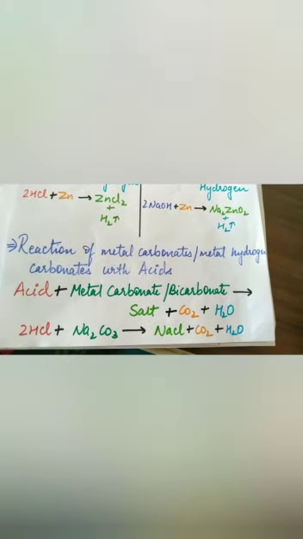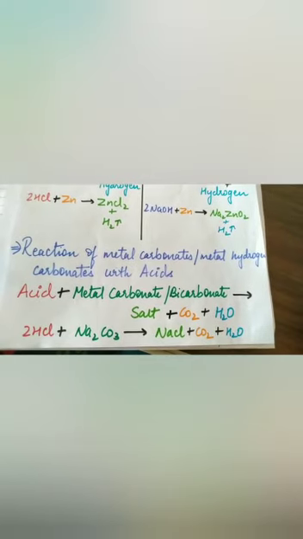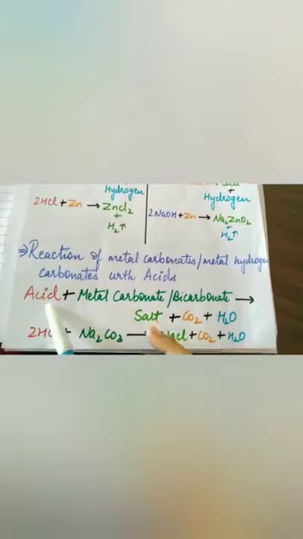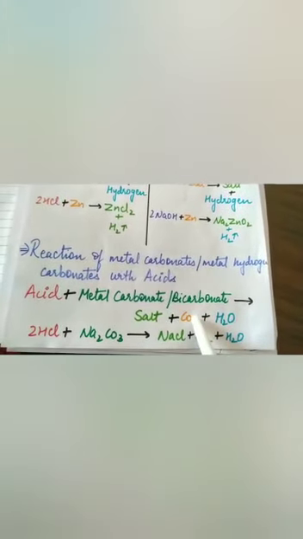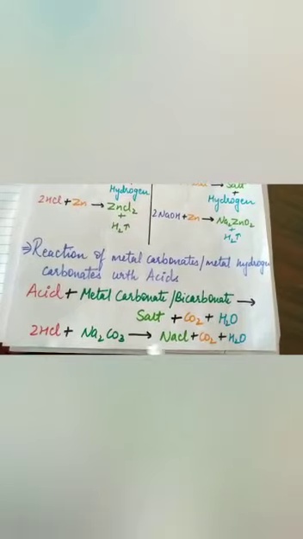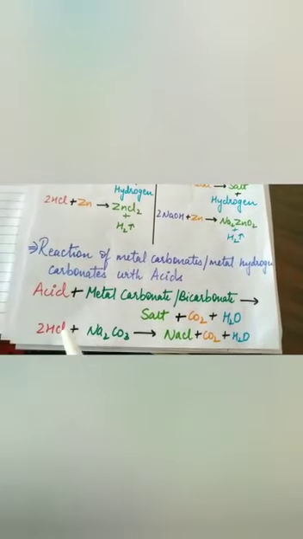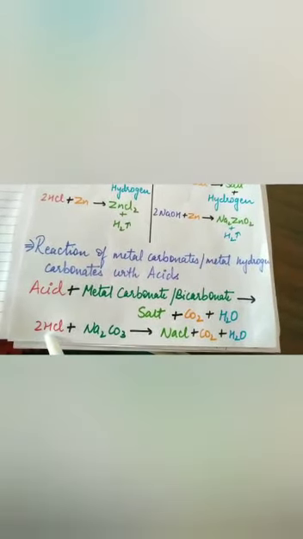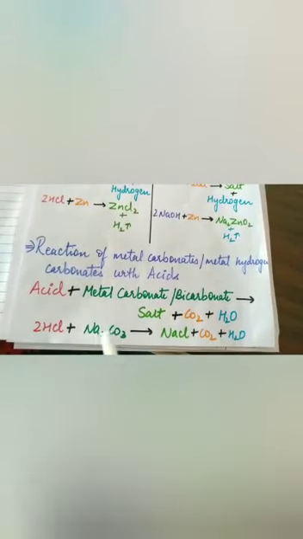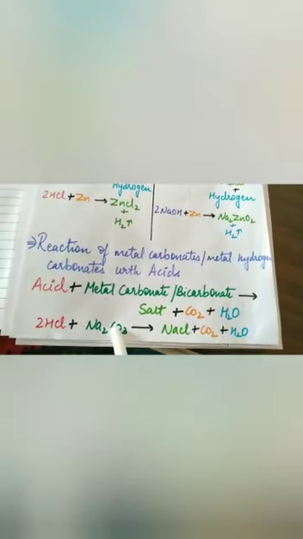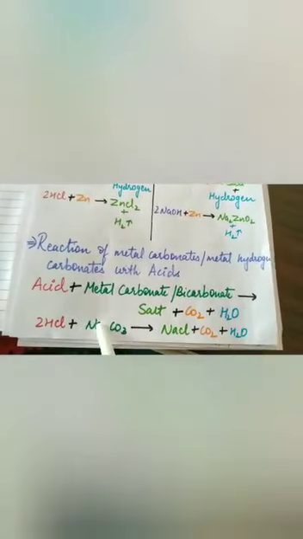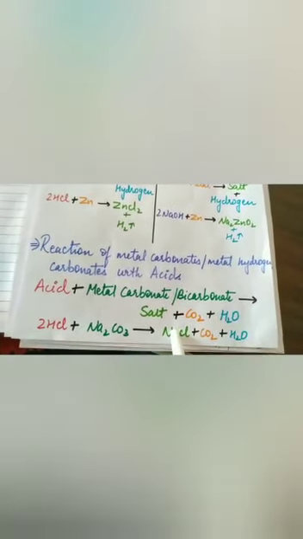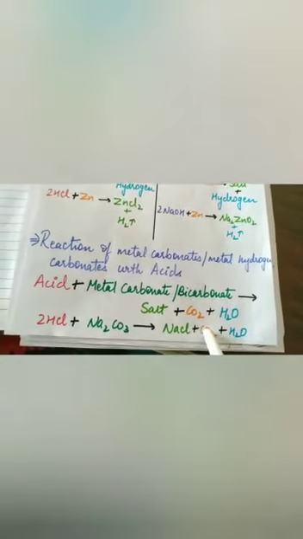Now next is the reaction of metal carbonates and metal hydrogen carbonates with acid. When acid reacts with metal carbonate or bicarbonate, salt is formed, carbon dioxide is formed and water is formed. We are taking an example of HCl and sodium carbonate, that is, hydrochloric acid and sodium carbonate, a metal carbonate. So HCl combined with Na2CO3, sodium carbonate, gives NaCl, Na from here and Cl from here, carbon dioxide gas is released and water is formed.